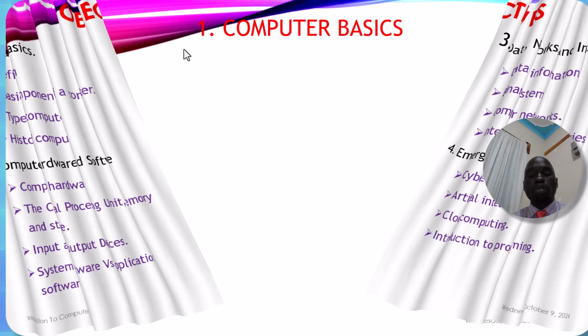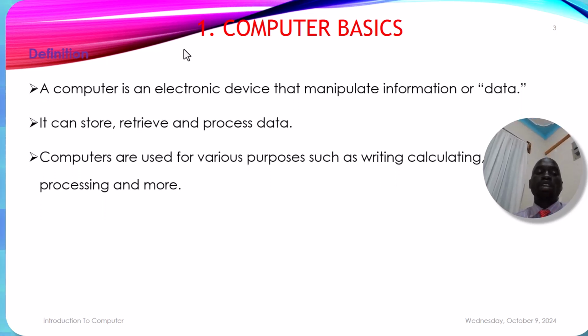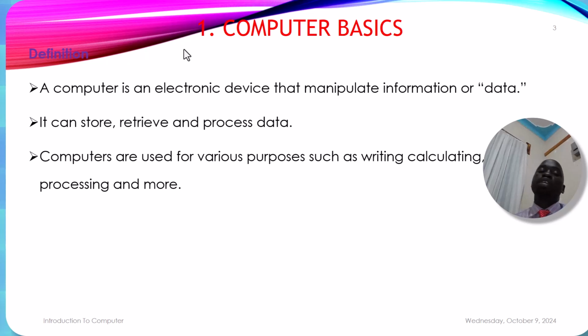Let us look at the computer basic, which is our first objective, and under this we are going to look at the definition of a computer. A computer can actually be defined as an electronic device that manipulates information or even data. It can store, retrieve, and process data. Computers are used for various purposes, for example, writing, calculating, data processing, and more. Some of these things we had already looked at them.